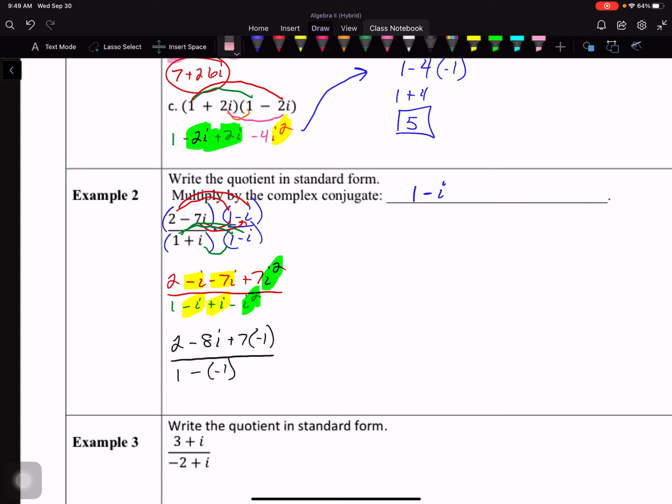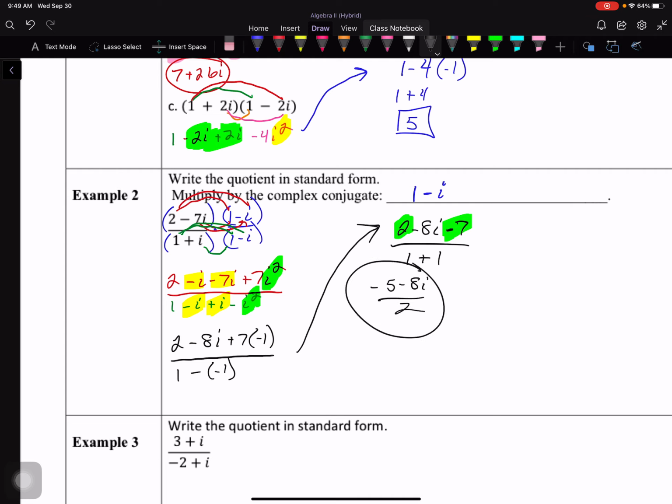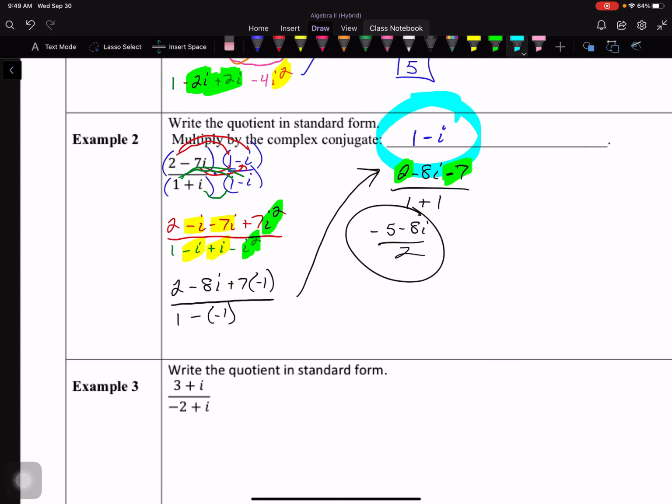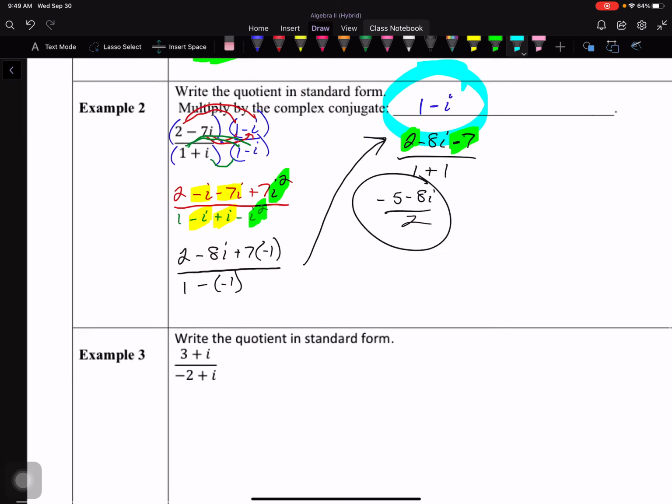And if we just hop up here quick to clean this up, 2 minus 8i minus 7 over 1 plus 1, if we just do the multiplying, and then last but not least, -5 minus 8i, if I combine these like terms here, divided by 2. So, a lot of work to simplify one problem, but the first thing you have to be able to do is identify the conjugate, multiply the numerator and denominator by it, and then it's just multiplying all over again.